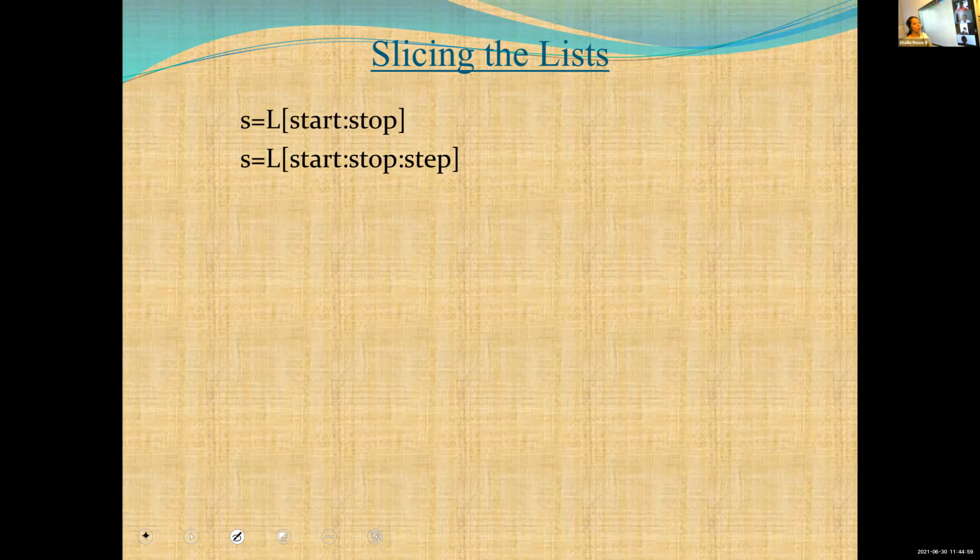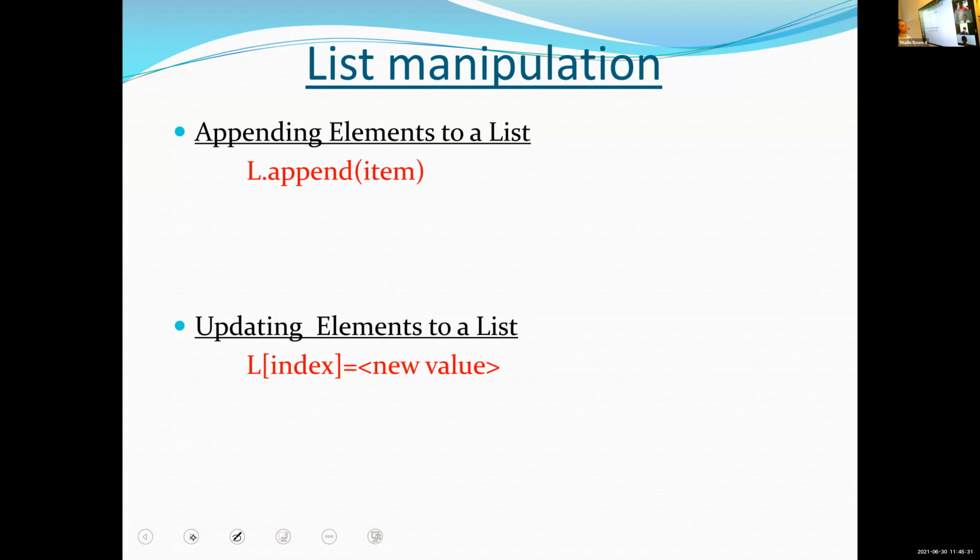Appending means adding one value to a list. Deleting means we can delete one value from a list. Updating means we can update or modify a value in a list. That is manipulation. Okay. So we can discuss what is appending. First write the heading appending elements to a list.